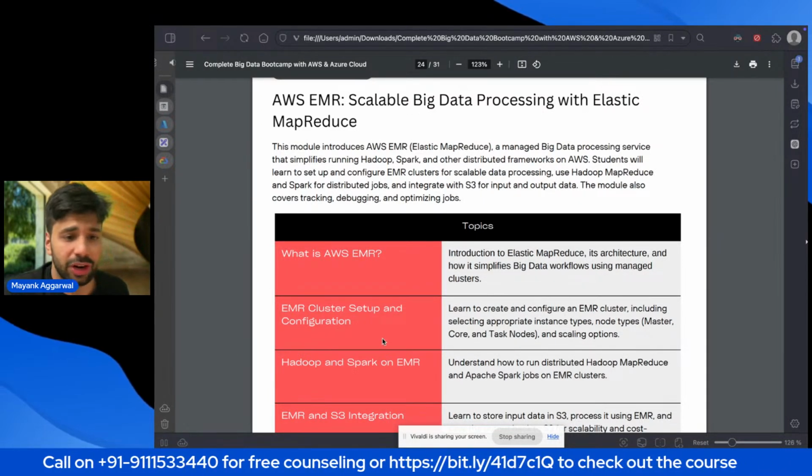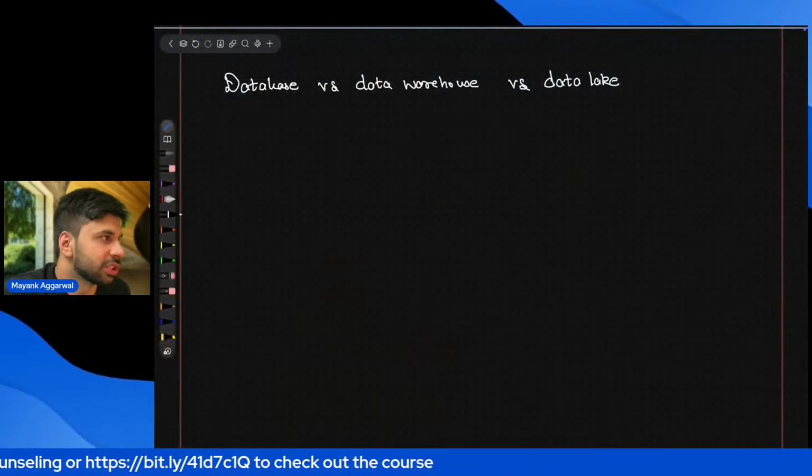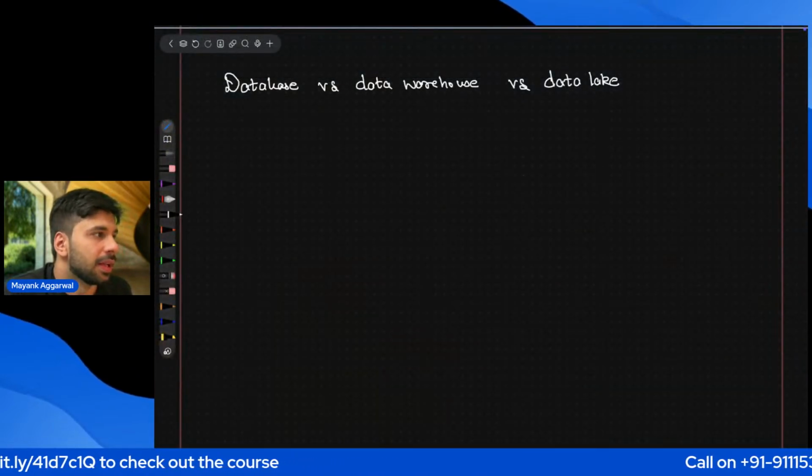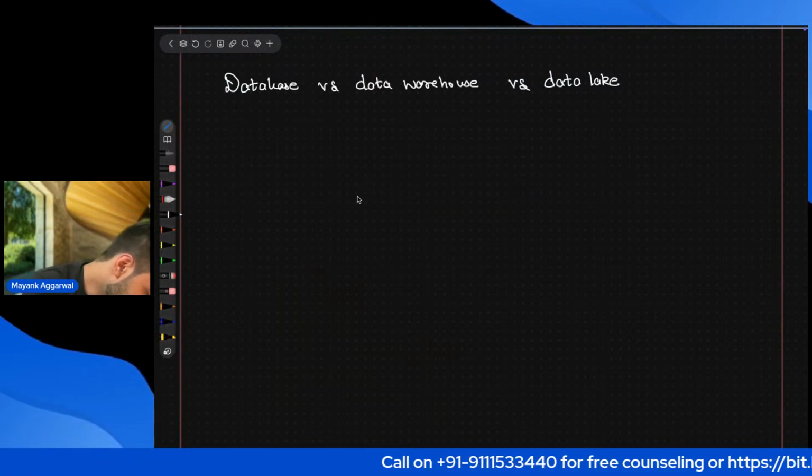Let us move forward now, please. Let me explain one more concept quickly. Questions I will keep on answering, okay? So let's now first start with database.